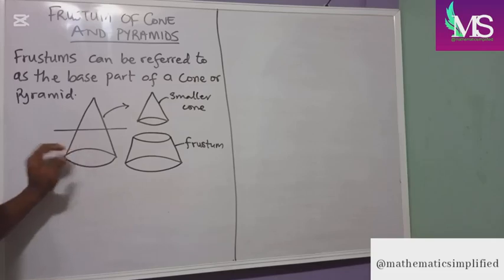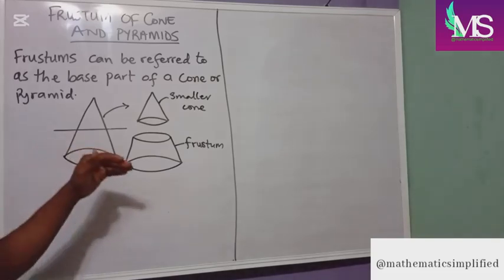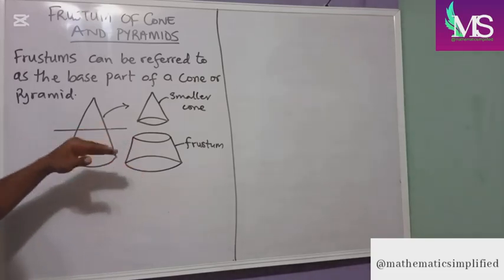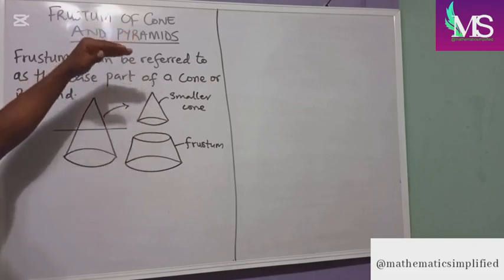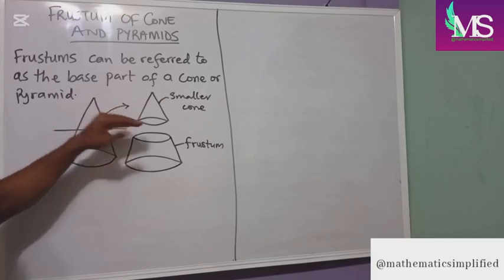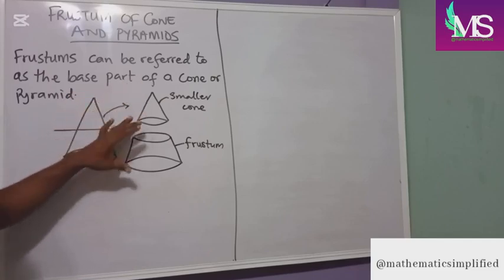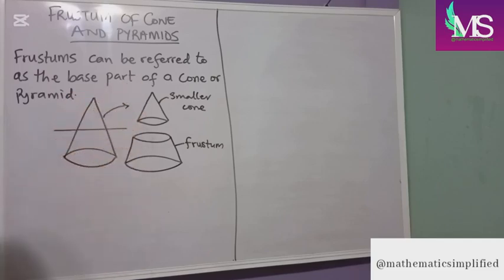Now, this same theory is also applied to the pyramid. If we have a pyramid and it's cut that way, parallel to the base, the smaller top forms a smaller pyramid, while the lower part forms a frustum.